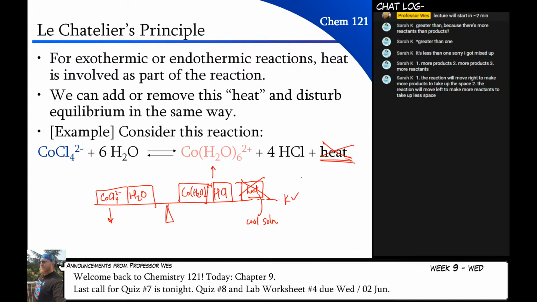So in order to replace this, I would have to replace the heat, which means the reaction would have to go in this direction. So cooling down the reaction drives the reaction forward because I've removed the heat from it. What if I heated the reaction up? So I put it in a boiling water bath. Well, then the reaction should go in the other direction, right?